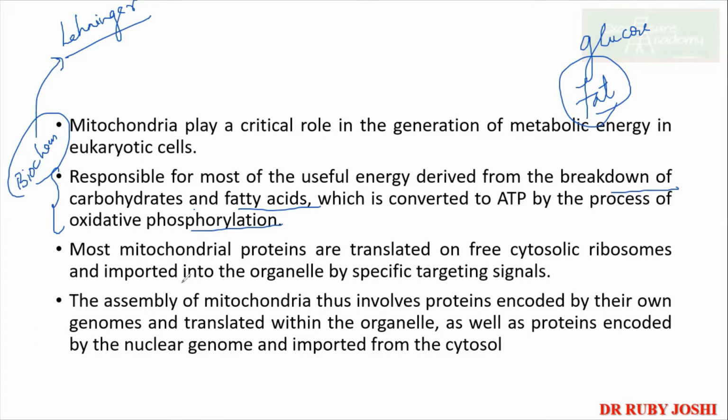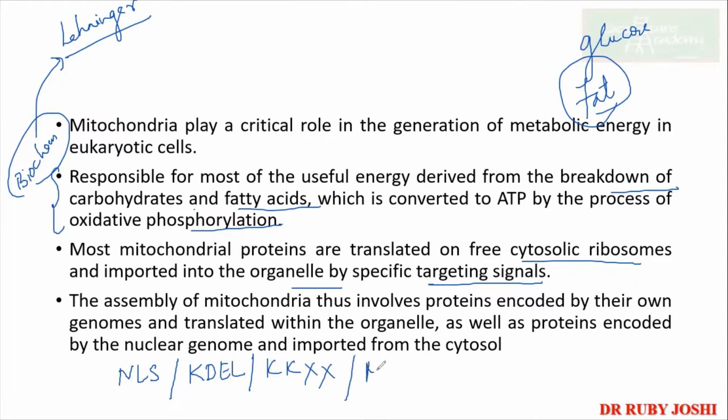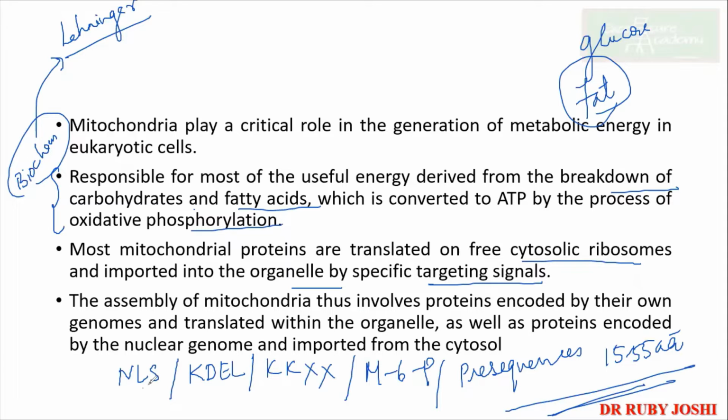Now, most mitochondrial proteins are translated on free cytosolic ribosomes, and then imported into the organelle by specific targeting signals. If you remember, in the case of the nucleus it was NLS. In the case of the ER, it was KDEL and KKXX. In the case of the lysosome, it was mannose-6-phosphate. Similarly, in the case of the mitochondria, it is known as pre-sequences. These are 15 to 55 amino acids long. This is what you need to remember: nucleus, ER, lysosomes, mitochondria, these are the signal sequences.